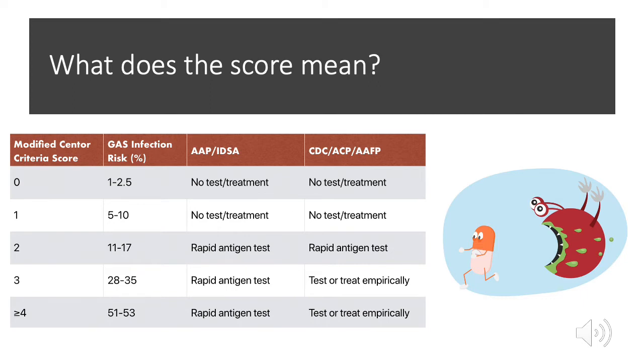And based on that score, different organizations have different recommendations. The Infectious Disease Society, the IDSA, and the AAP are the more conservative groups, so they're going to recommend for low scores that you don't test and don't treat, and even for higher scores that you do a rapid antigen test before you treat. And that sort of makes sense because the Infectious Disease Society is going to be more mindful about antibiotic resistance, so they're probably going to be more conservative with their empiric treatment. Whereas some of our other groups, after you get above a score of 2, you can test or treat empirically just based on your clinical practice.